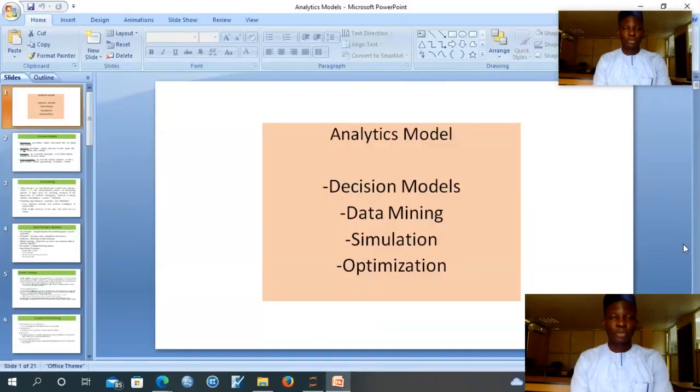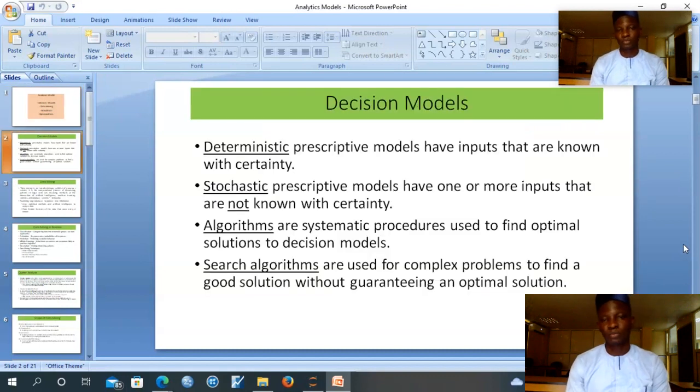Welcome to our first video on analytics model. So we take it further, we discuss ways to implement some of the major techniques that we have mentioned. When we talk of decision models, there are different types. We have deterministic and stochastic model.